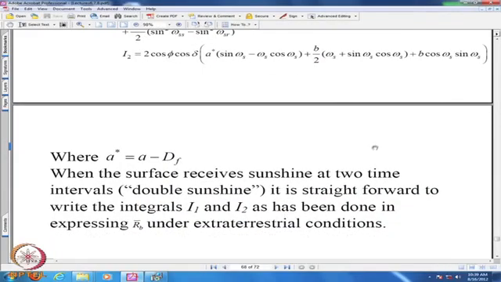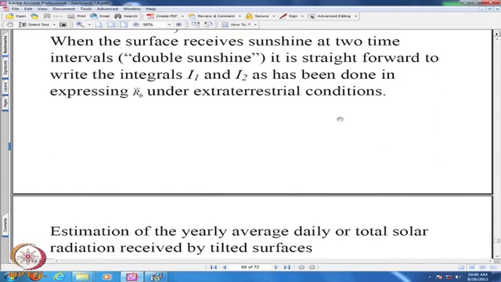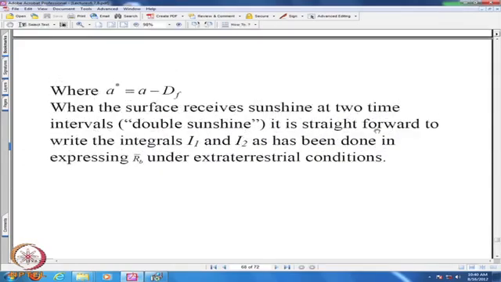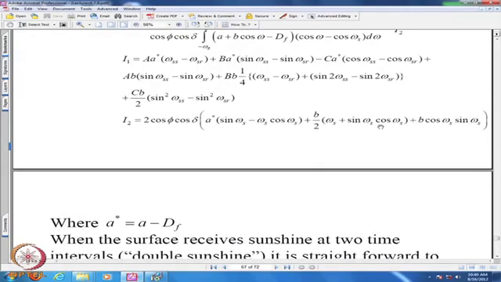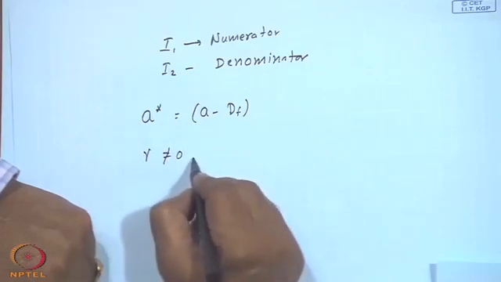Now, when the surface receives sunshine at 2 time intervals, that is the so-called double sunshine, it is straightforward to write the integrals I 1 and I 2 as has been done in expressing R B bar under extraterrestrial conditions. I mean, I did not want to write another 1 yard long relation for double sunshine periods. So, this gives a difference of about a good 10 to 15% compared to the extraterrestrial calculations, particularly when gamma is not equal to 0, significant differences exist.